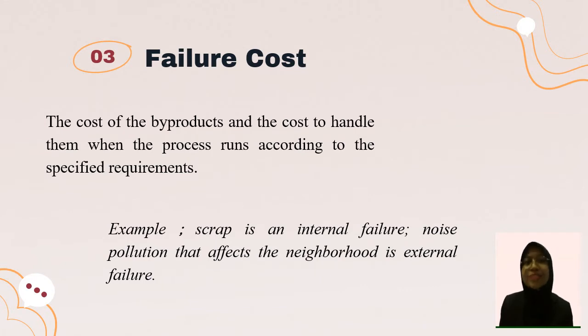The third cost is failure cost. Failure is the cost of non-conformance to the requirement. Environmental failure cost is the cost of the byproduct and the cost to handle them when the process runs according to the specified requirement. It can be further divided into external and internal failure. In the former, it involves a third party. In the latter, it does not. For example, scrap is an internal failure. Noise pollution that affects the neighborhood is an external failure.